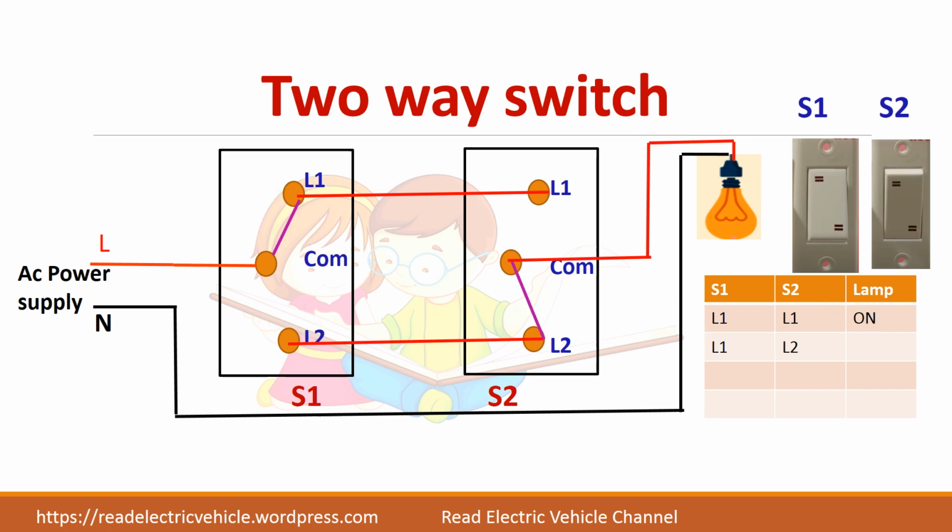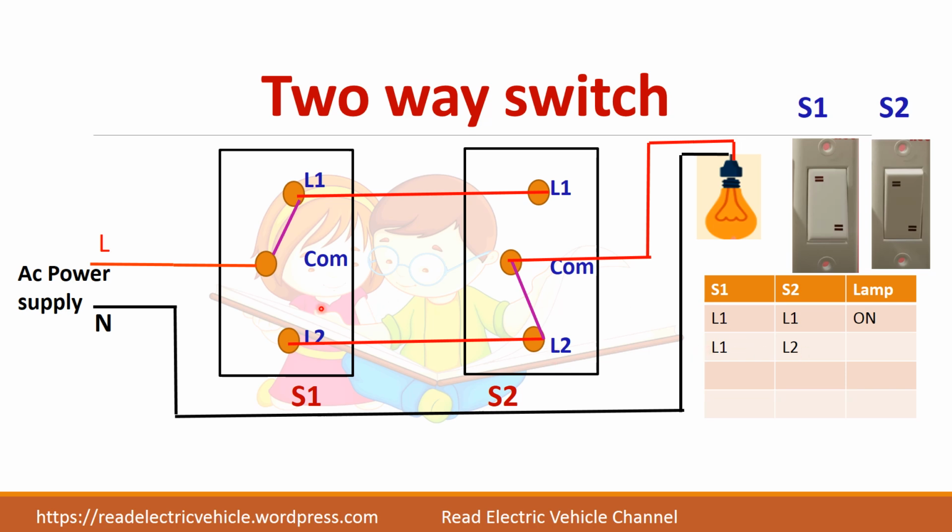Next we will change the position of the switch and find out whether the bulb will glow or not. So S1 is kept in the same position, so it is marked as L1, whereas S2 has been pressed, so its position is L2 now. So this is L1 and this is L2. So now you come to the circuit. So here S1 is connected to L1 and S2 is connected to L2 position.